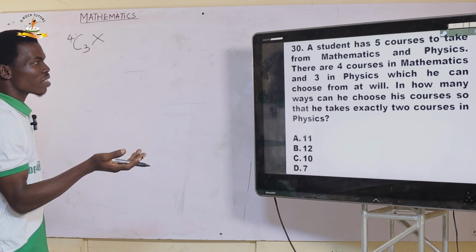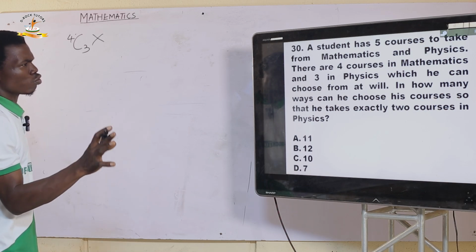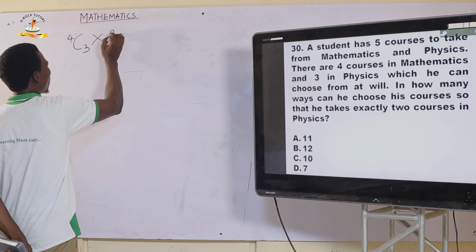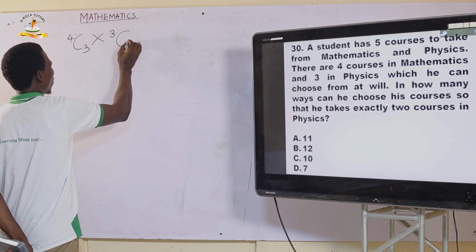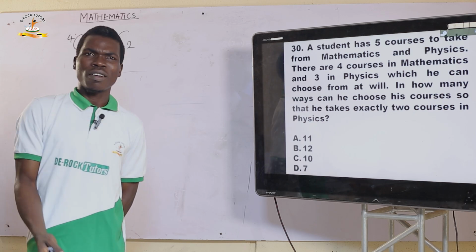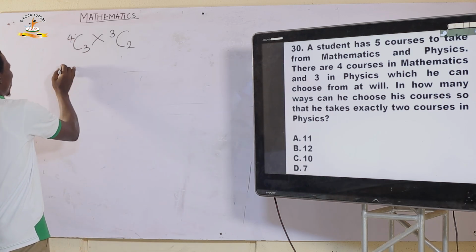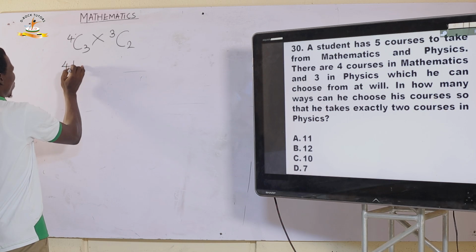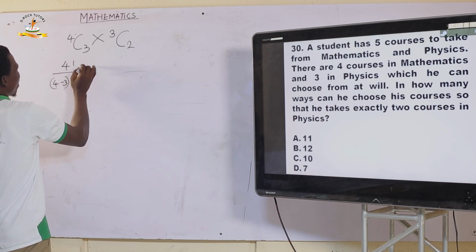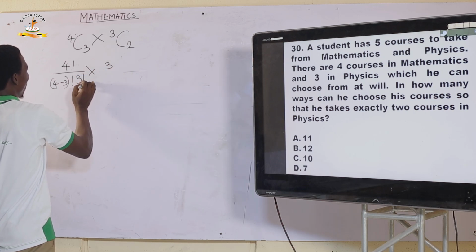out of how many courses in physics? 3 courses in physics. He can take just 2. So it has to be 3 for physics combination 2. And this result is going to be our final result. And let's see how it works. This is the same way as the previous question. This is going to be 4 factorial all over 4 minus 3 factorial, multiplied by 3 factorial.